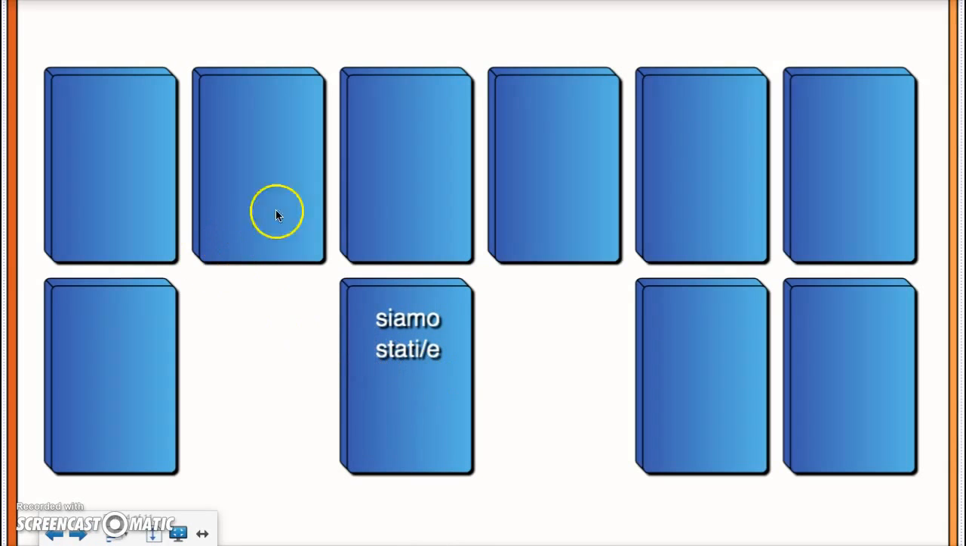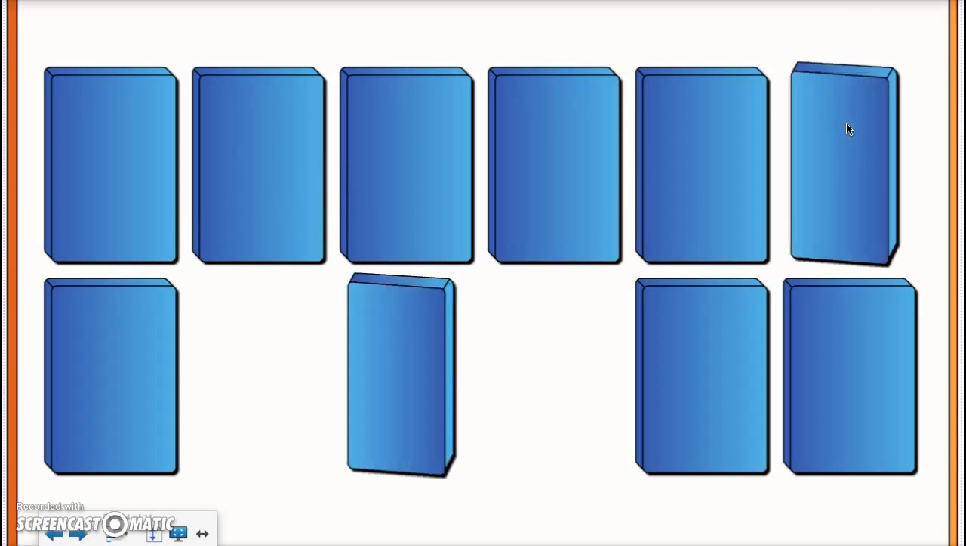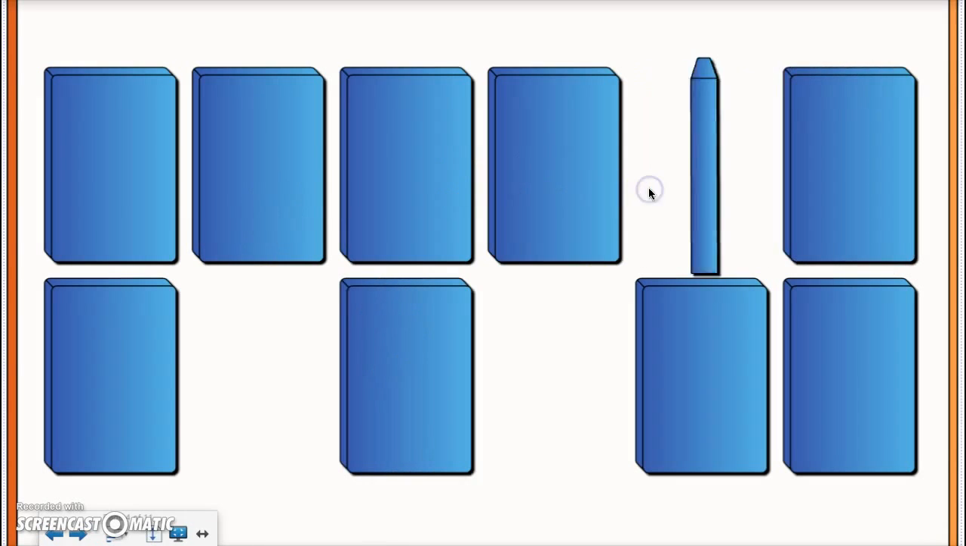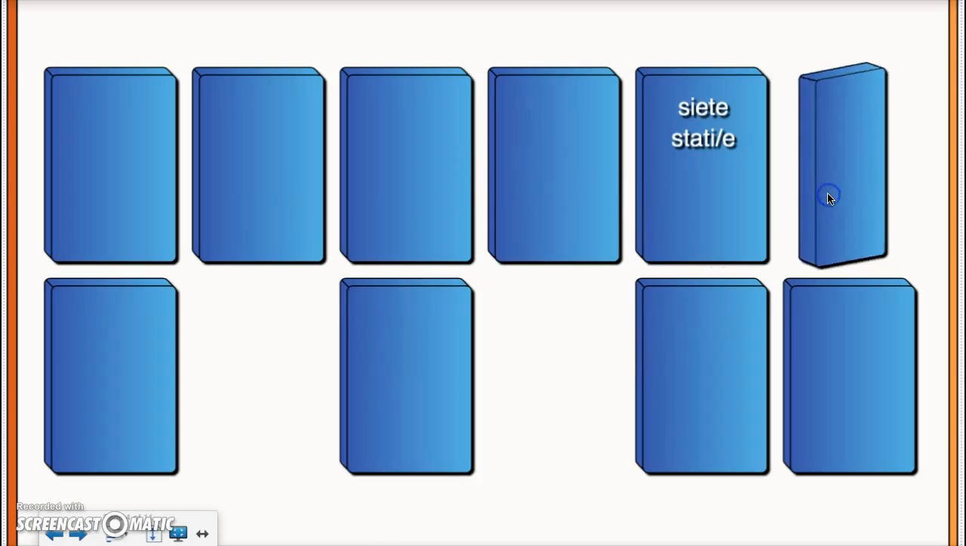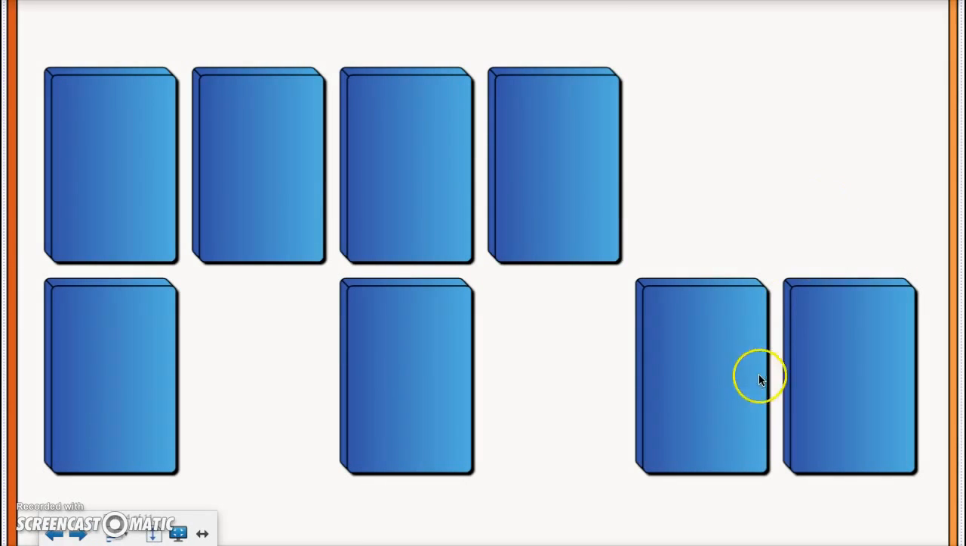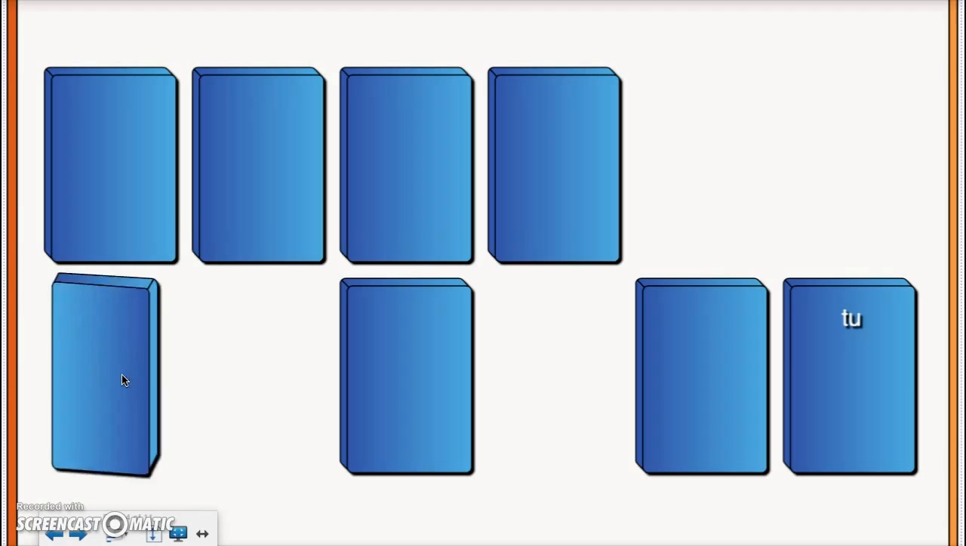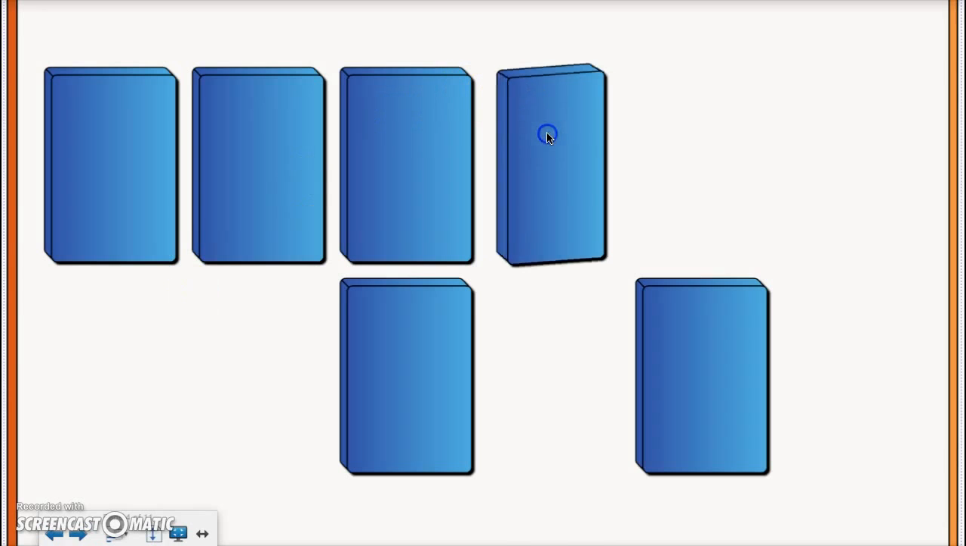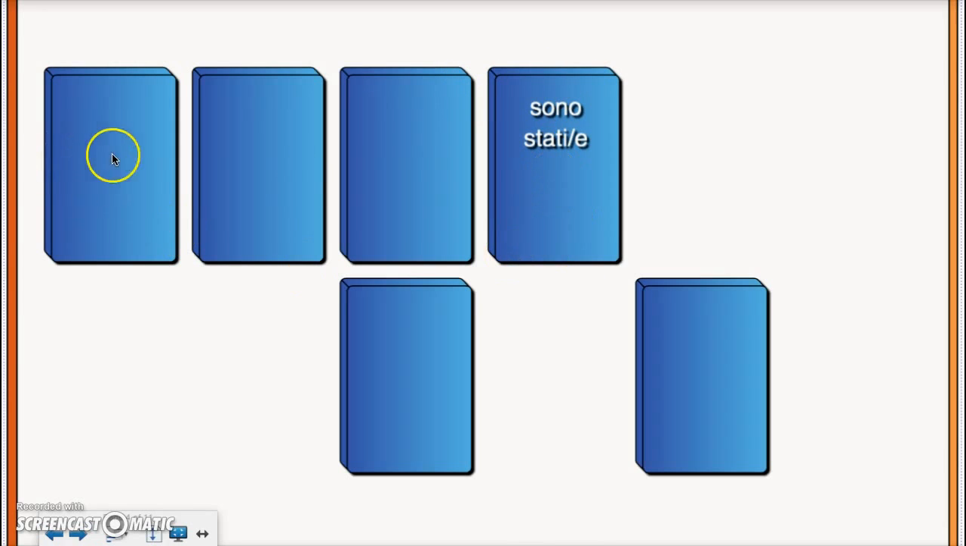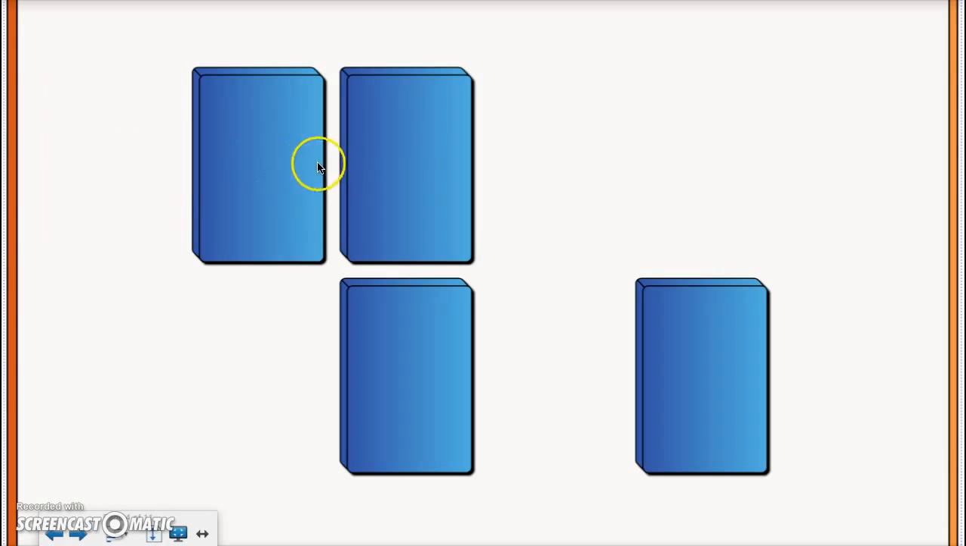Here we are, so now I have to find the noi. I don't know where the noi is, so we're going to have to play with this a little bit, and students would hopefully find this enjoyable, more enjoyable than just coming up and writing on the board.